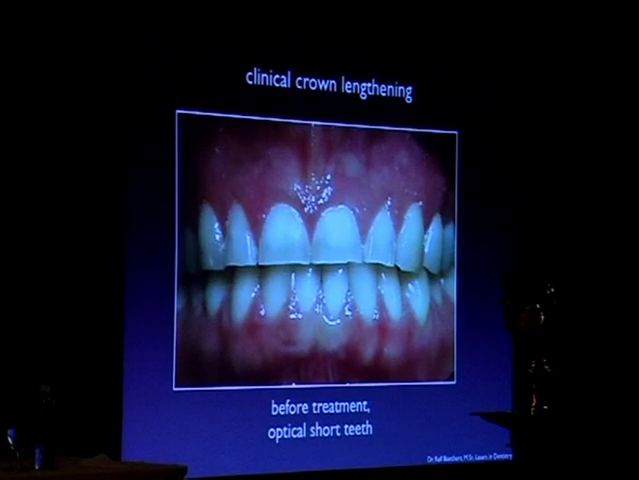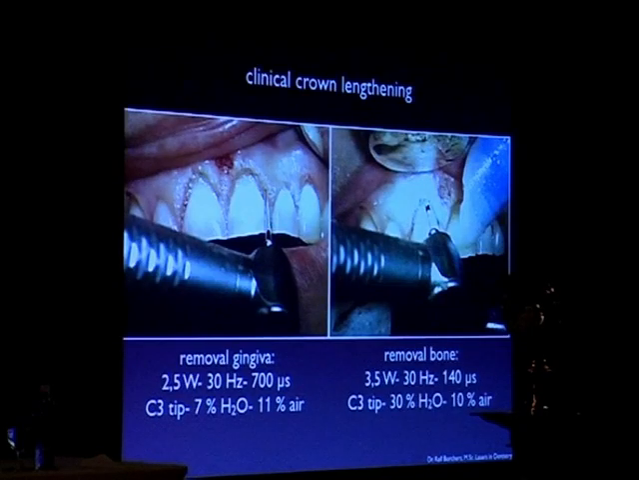You can use it for crown lengthening. This is before treatment with optically short teeth. This is during treatment, this removal of gingiva with a long pulse because you're treating soft tissues, and after that the removal of bone with a short pulse, and you have to mark the depth you want to reach. That's very, very important.